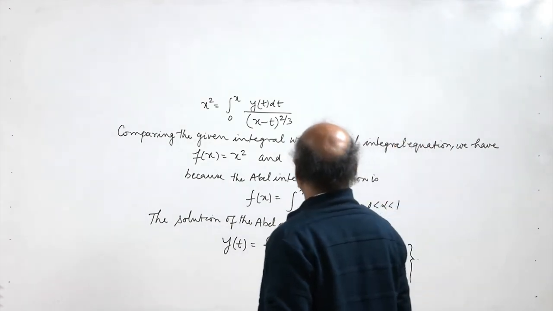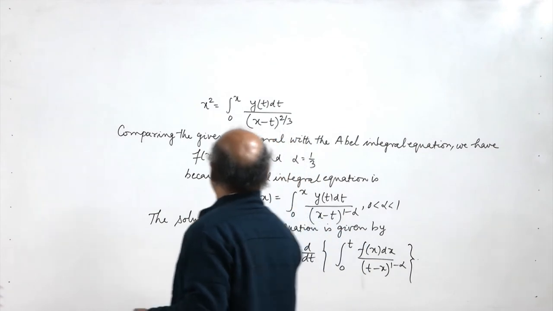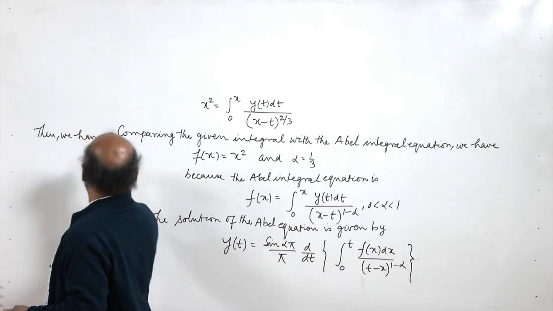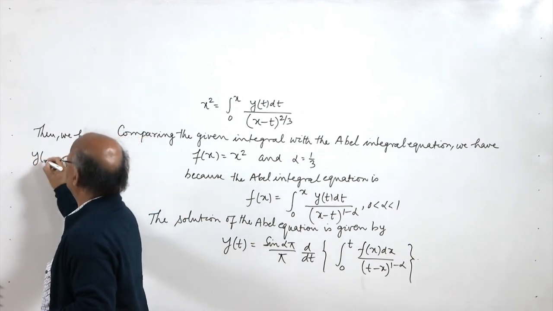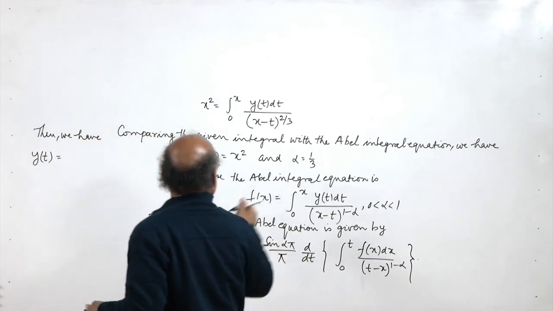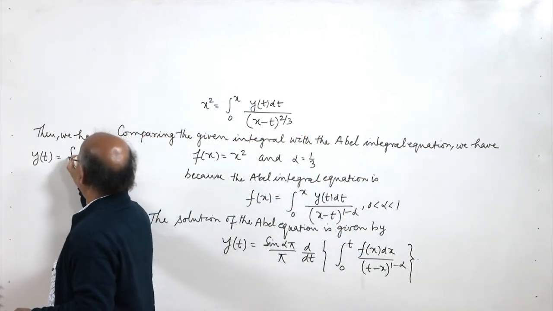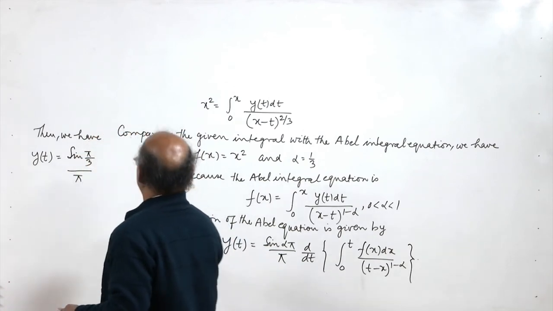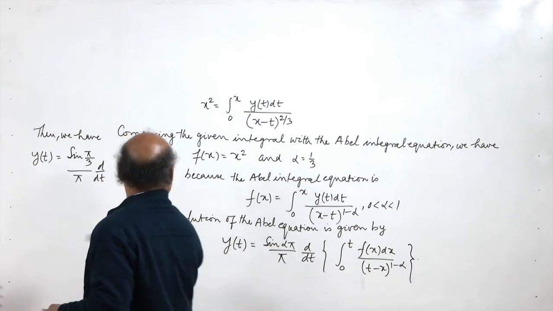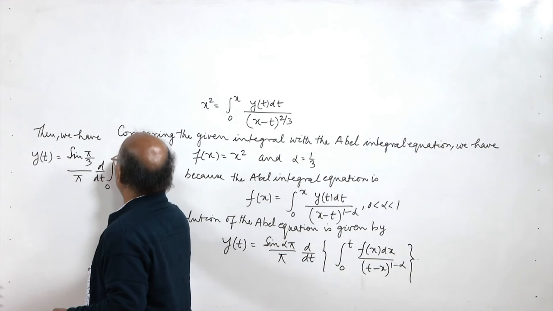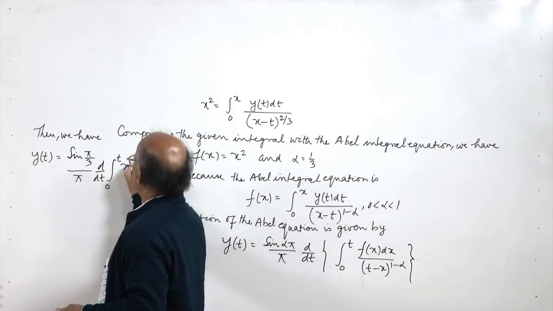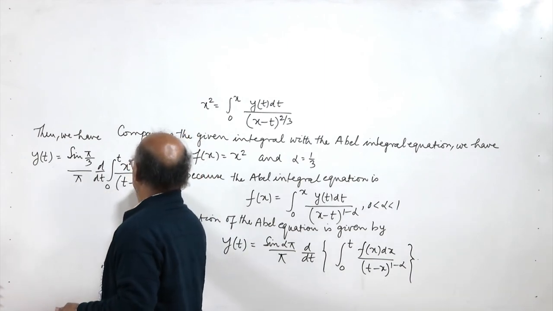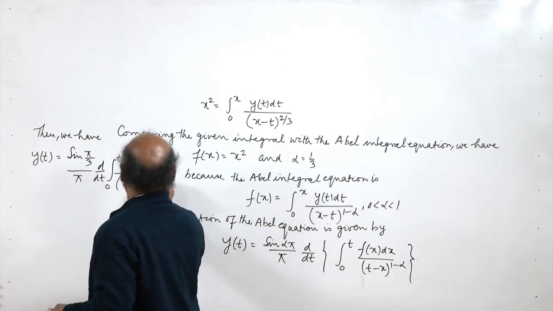So, let us substitute the values of alpha and f(x) here. Then we have y(t) is equal to, so alpha is 1/3, so we have sin(pi/3) divided by pi, d over dt of integral 0 to t of x squared dx divided by (t minus x) raised to the power 2/3.